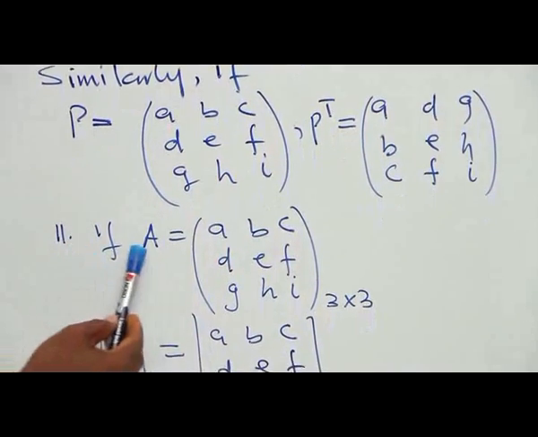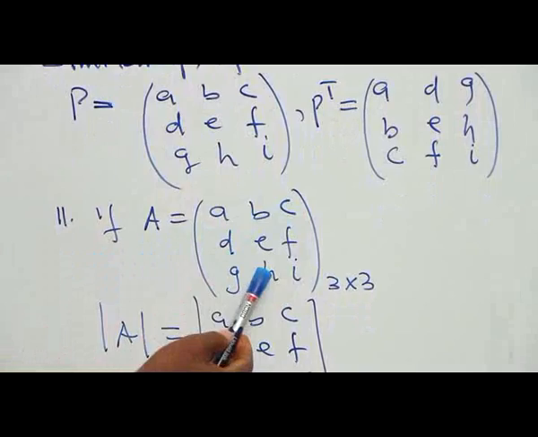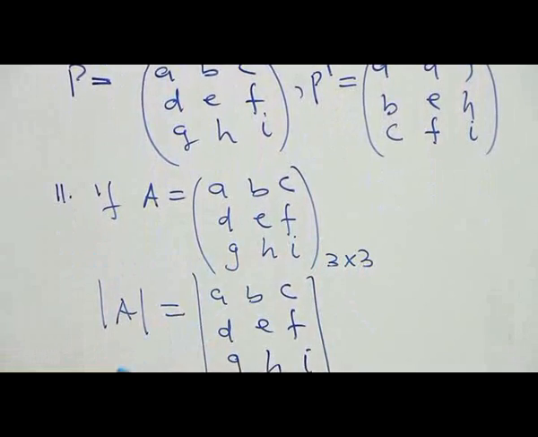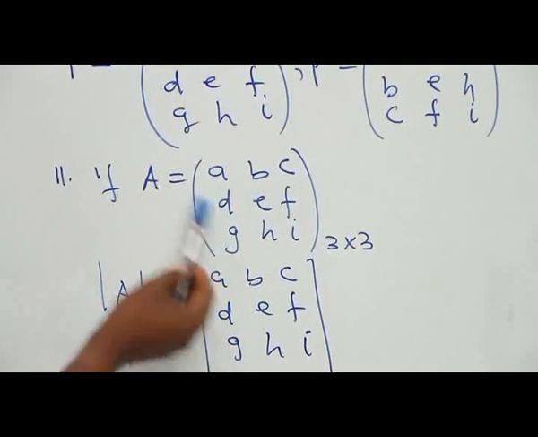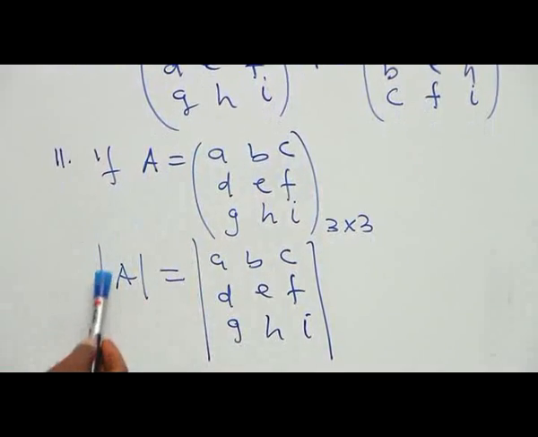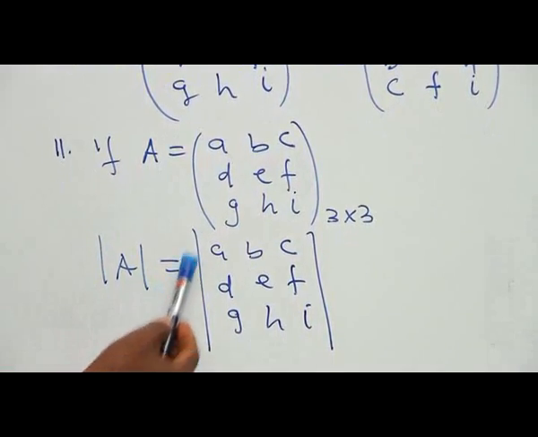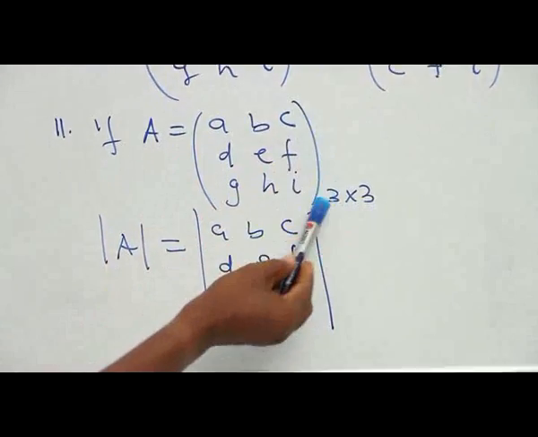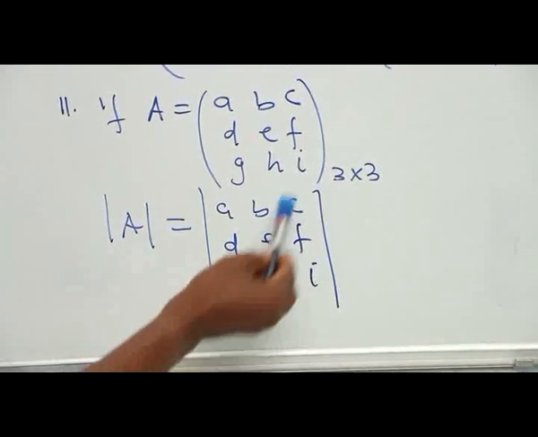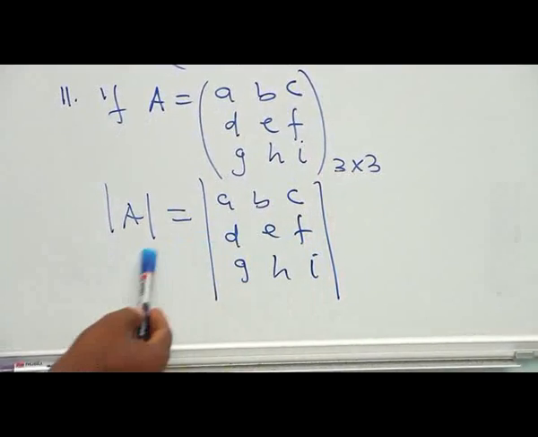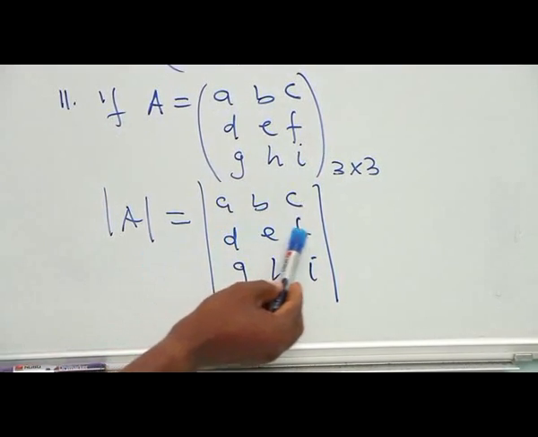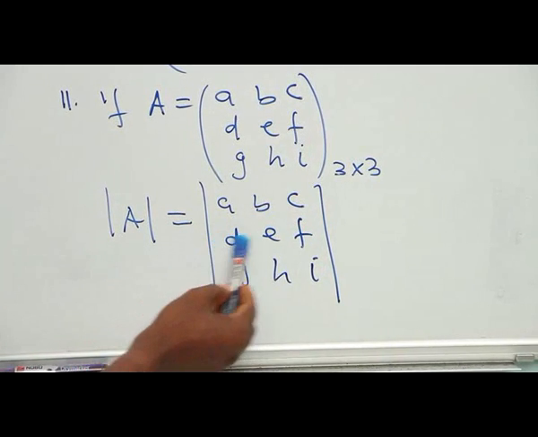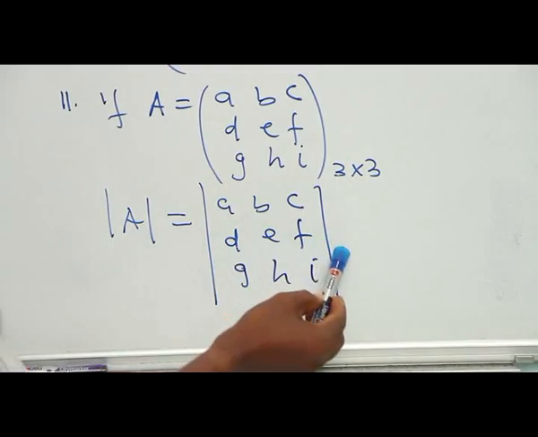Now, if A is a matrix A, B, C, D, E, F, G, H, and I, a 3 by 3 matrix, the determinant of this matrix, written determinant of A, will be equal to this. The bracket is no longer used here, but it is the bar, indicating that we are looking for the determinant. This is how you represent determinants. This is not a matrix, but now it's a determinant.